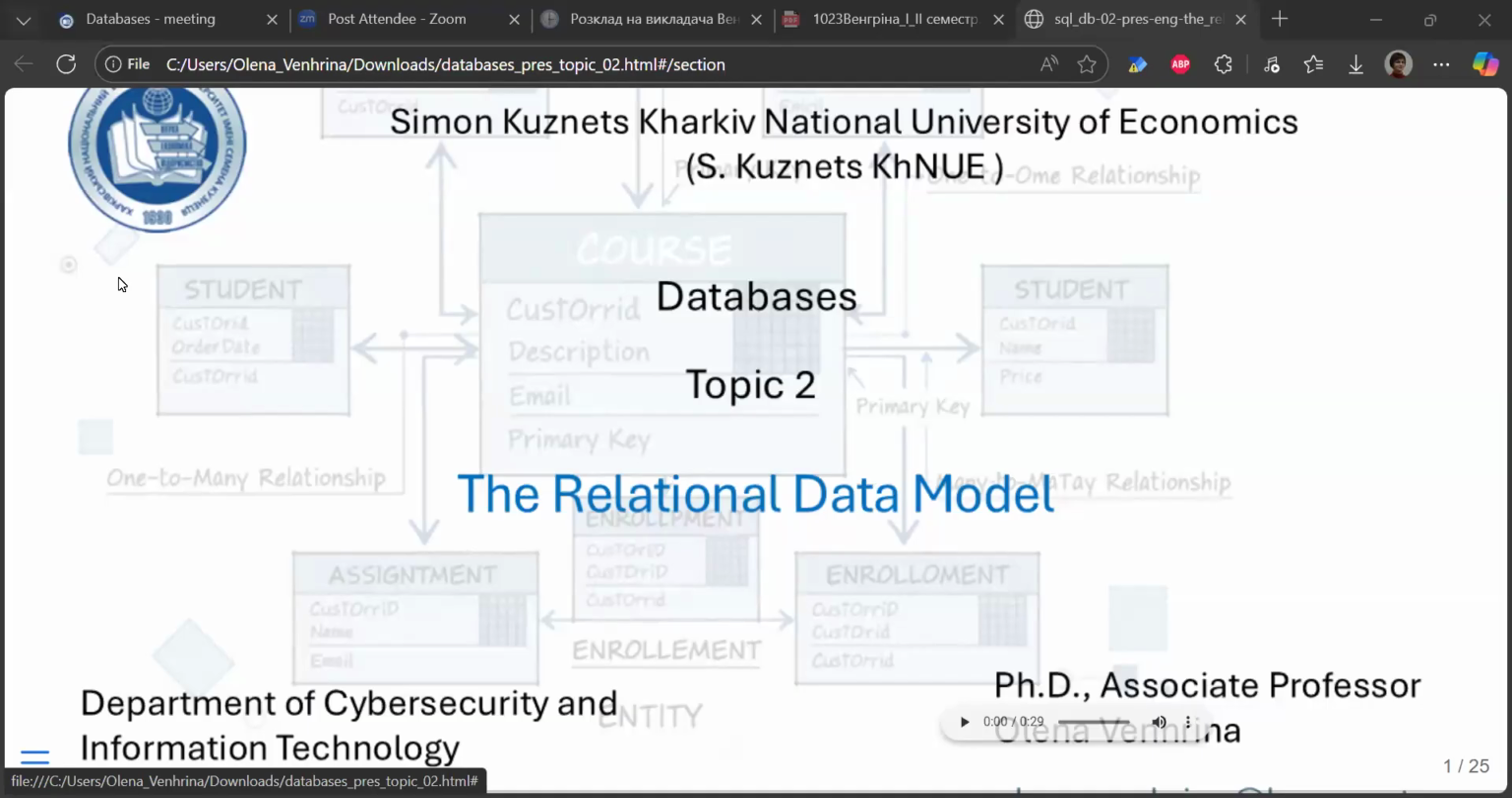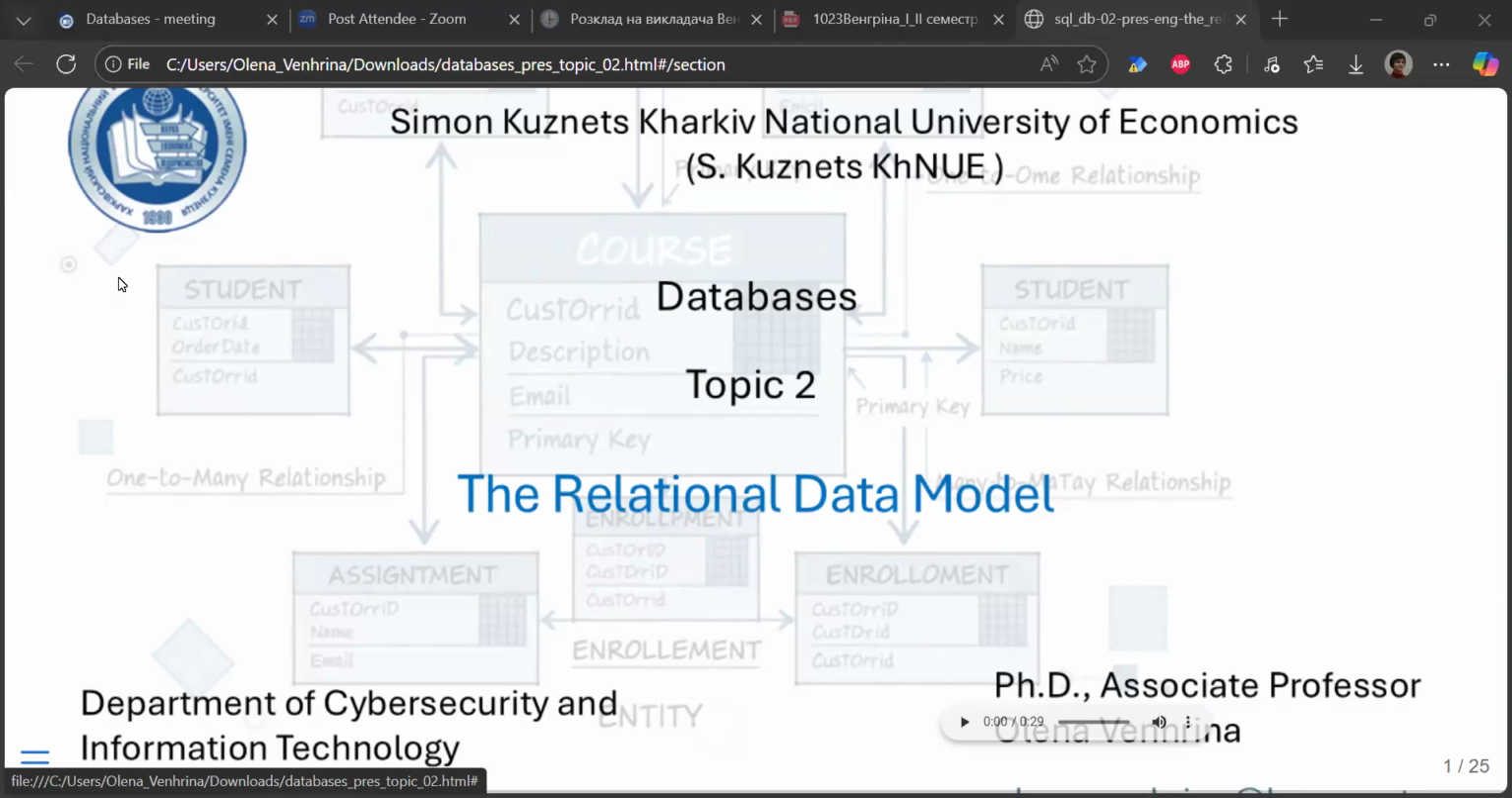Hello. We continue our course, and today's topic is the relational data model. In the first lecture, we dealt with the conceptual level of design. We got acquainted with the general principles of domain analysis and learned to analyze and capture it in the form of diagrams. This lecture is a direct and logical continuation.